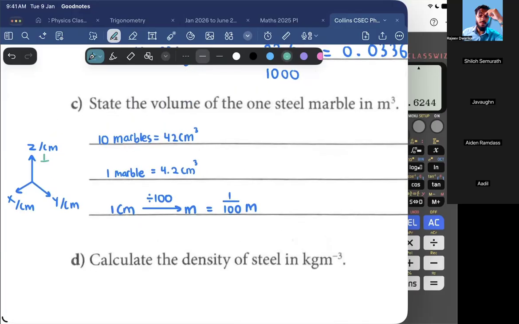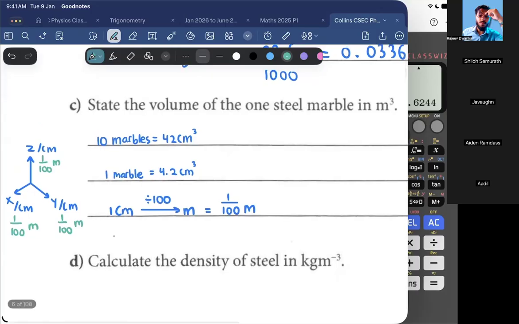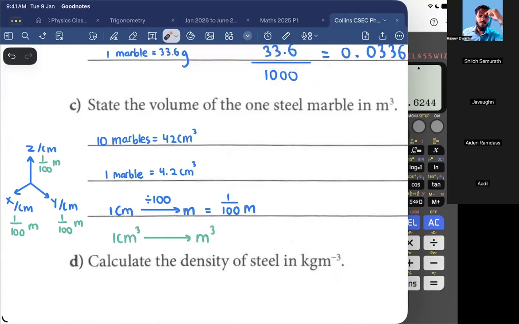Each dimension is now going to be 1 over 100 meters, 1 over 100 meters, 1 over 100 meters. So when you want to find meter cube, it means I've got to multiply each dimension by each other. So you're going to end up with 1 over 100 by... tell me, Javon. Okay, so again it's meter cube. What do you think meter cube means, Javon?